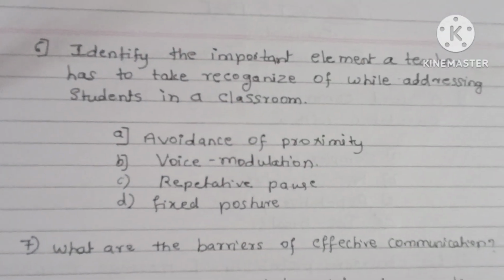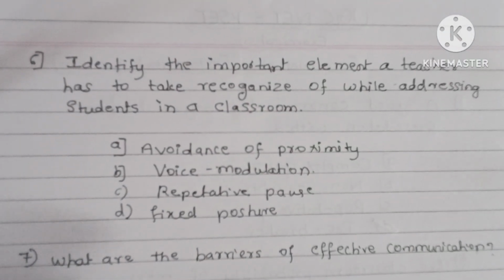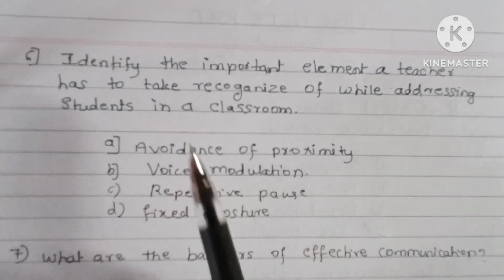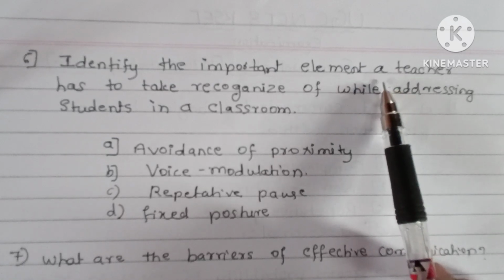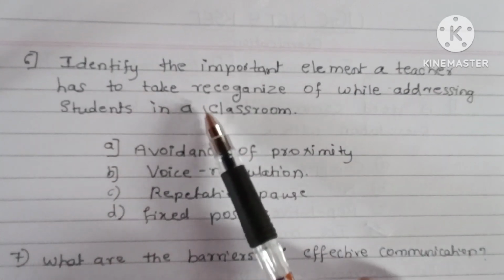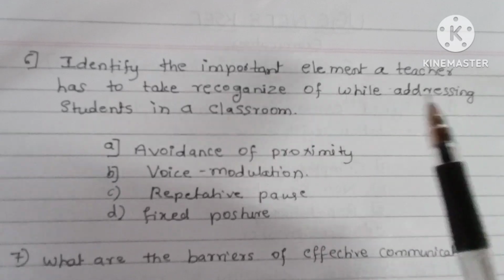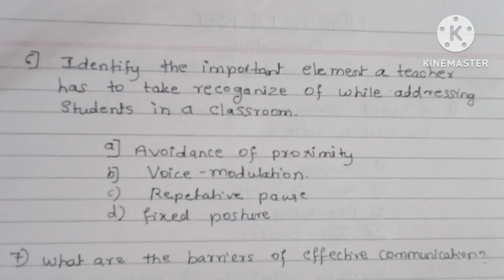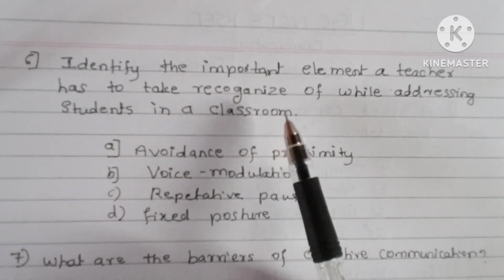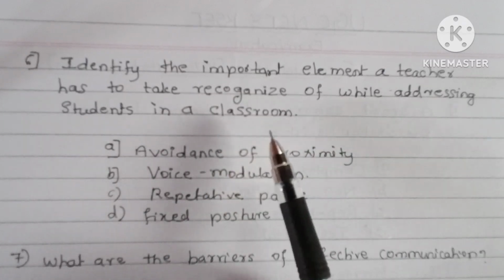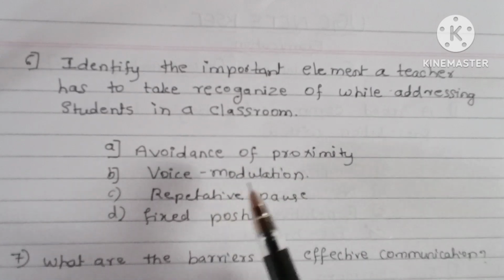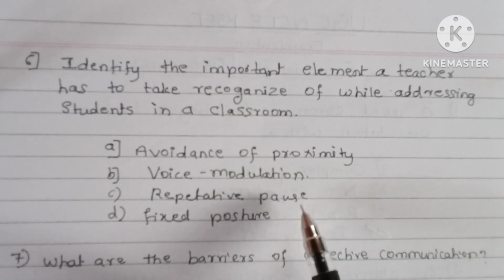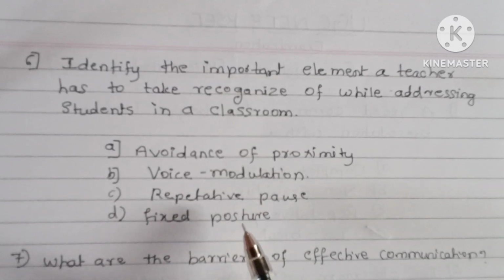Next, come to sixth question. Identify the important element a teacher has to recognize while addressing students in a classroom. How to address the students in a classroom? Avoidance of proximity, voice modulation, repetitive pause, fixed posture.